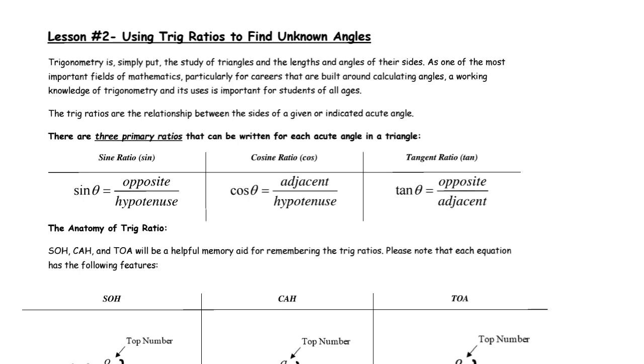All right. Hi, everybody. So in this lesson, we're going to use the trigonometric ratios to find unknown angles. Our goal here is to find an angle in a triangle. Now, just like it says here, trigonometry is the study of triangles. It's the study of their lengths and their angles, the relationships that exist in there, and taking advantage of those relationships to find information that's not given to you.